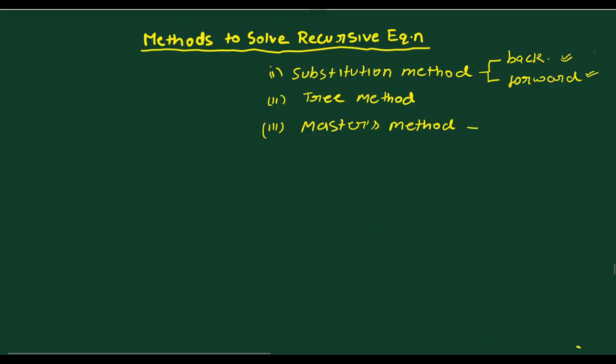For the master's method also, we have two theorems. One is for divide and conquer. The second one is for subtract and conquer. So this master's method basically gives you a beautiful formula using which you can solve recursive equations very easily. So let's now look at the back substitution method.